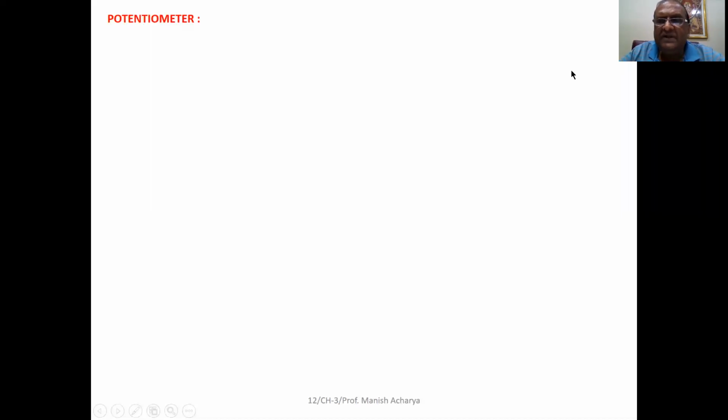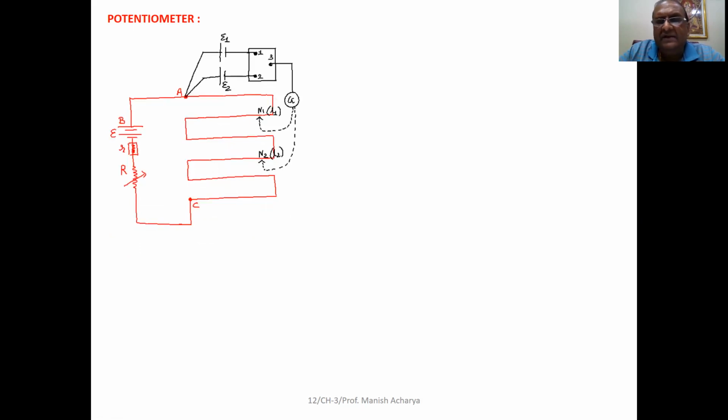Now, next topic, that is potentiometer. Potentiometer, that is the circuit with the help of which one can find the EMF of the cell as well as internal resistance of the cell, and one can compare the EMFs of cells. Okay, as well as potentiometer circuit can be used as potential divider circuit also.